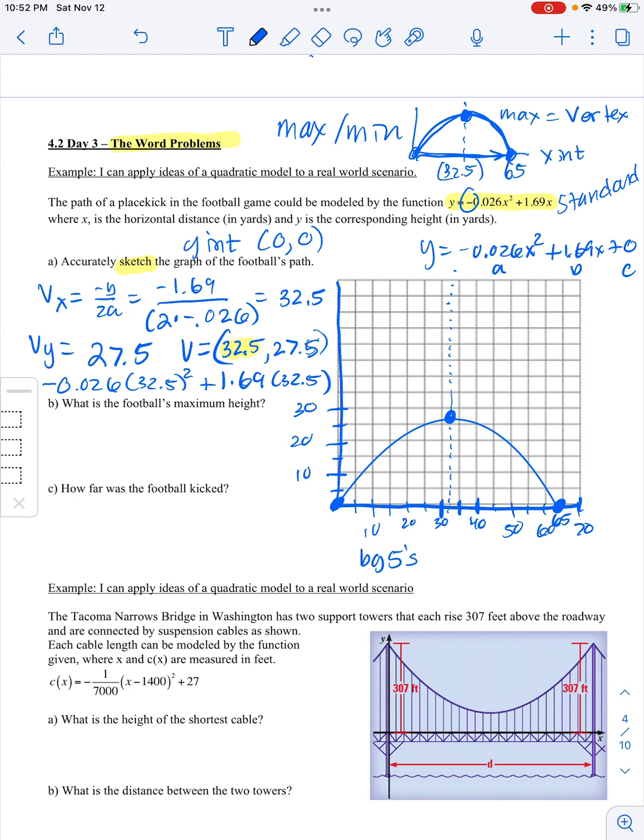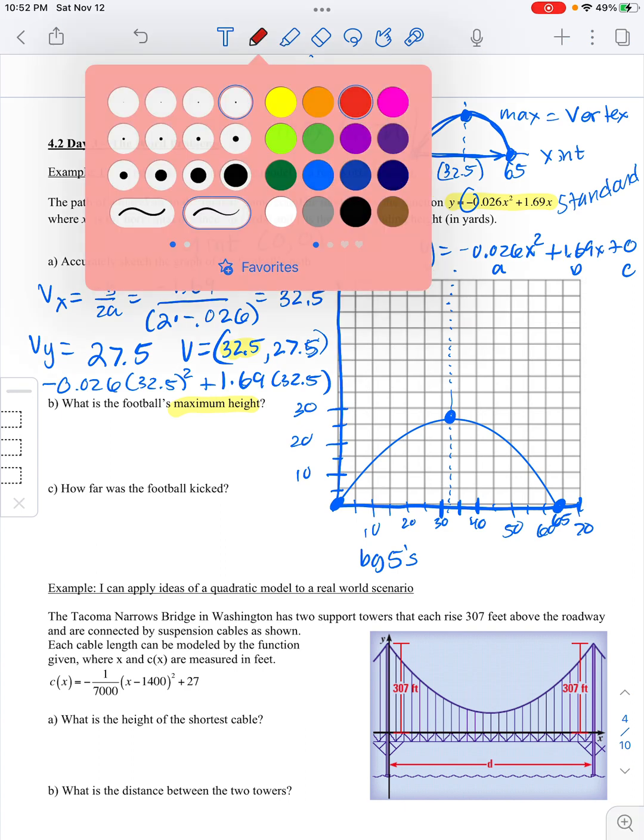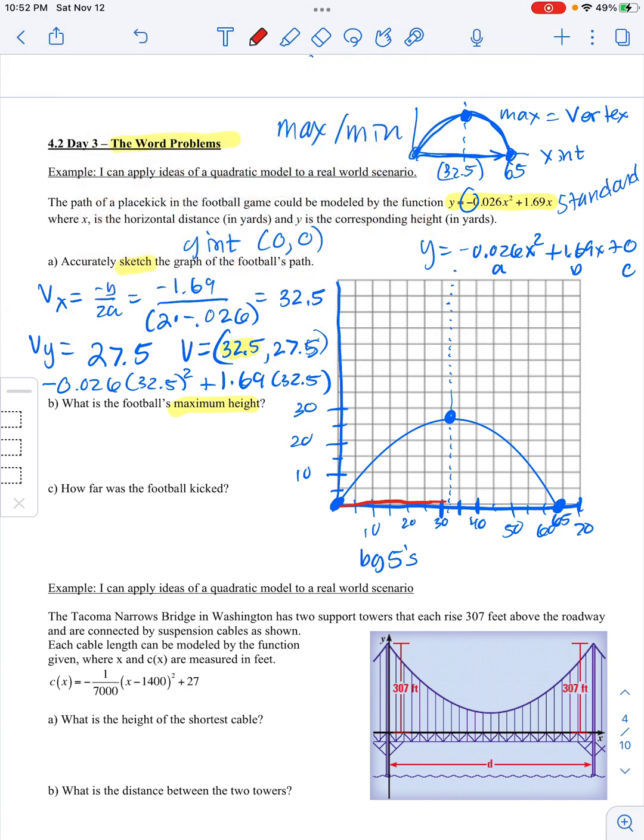Okay. So it's asking what the max height is. Whenever it's asking you something like that, it's asking for part of the vertex. So what we learned about our vertex is the football will have gone forward 32.5, and at the highest point, it will be up 27.5. So when it asks what is the football's max height, it's asking for V sub y, and that is 27.5 feet high. That's how high it goes. That's the max value.